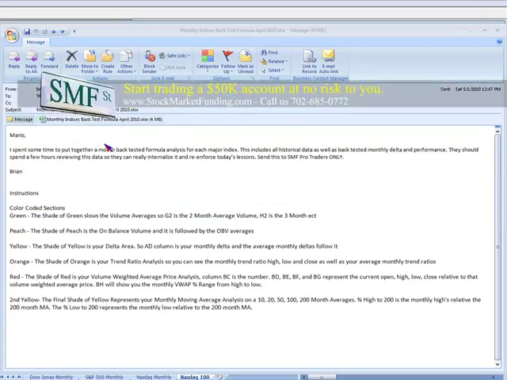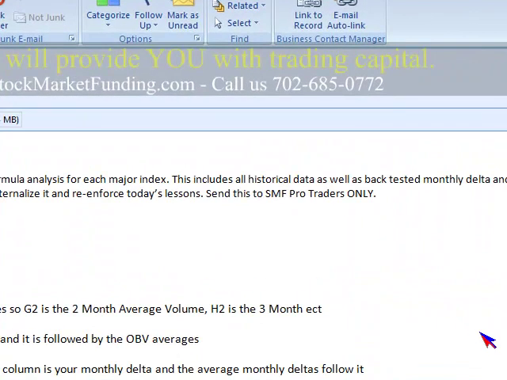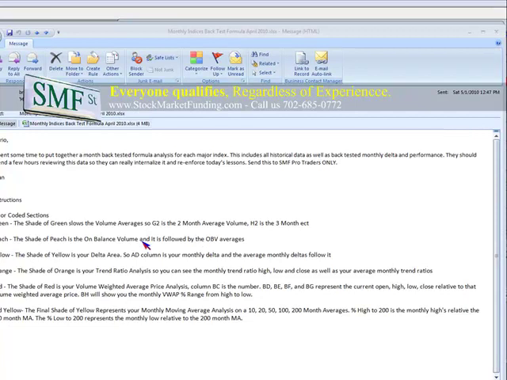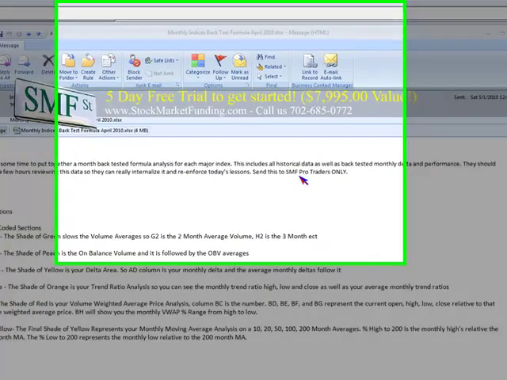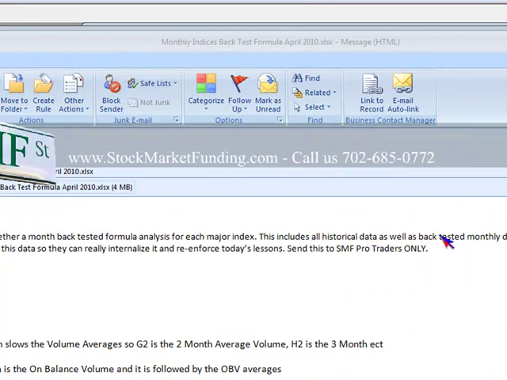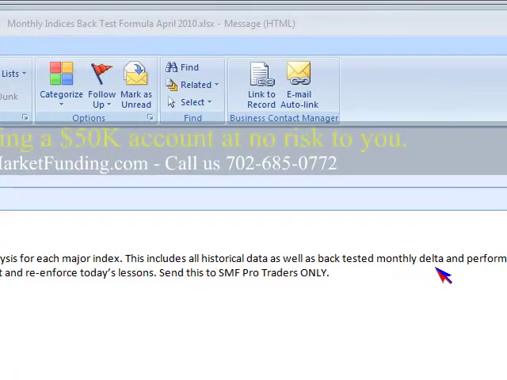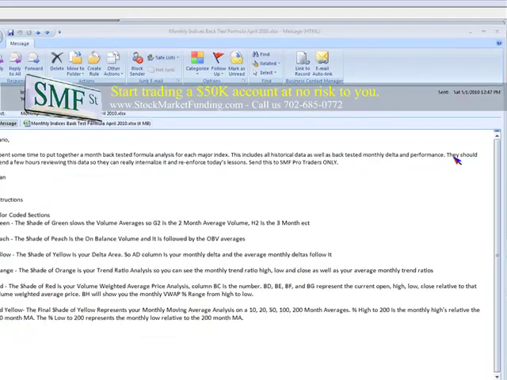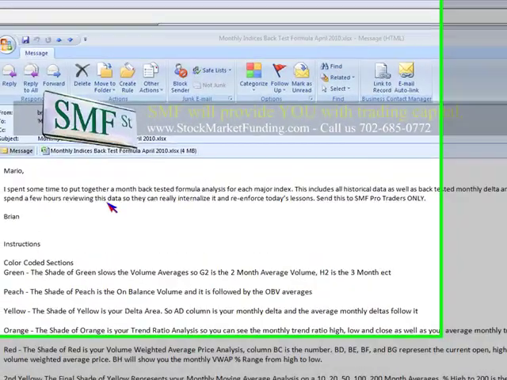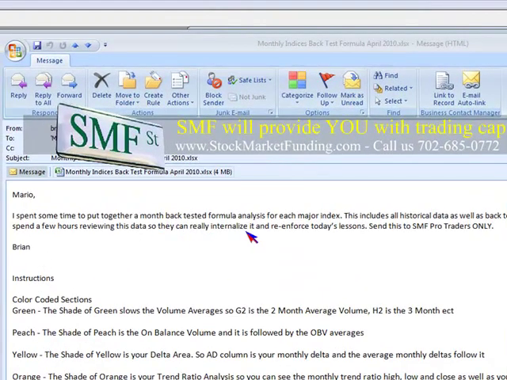But he also went back to the 1900s, and we did all their formulas that markets were doing then and in the 30s. And basically here, we put together some of that historical stuff, and we're going to give it to our traders. It includes all the historical data as well as back-tested monthly delta and performances. Those are our mathematical performances. They should spend a few hours reviewing this data so they can really internalize it and reinforce today's lessons.